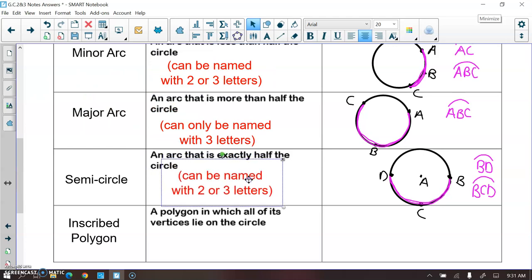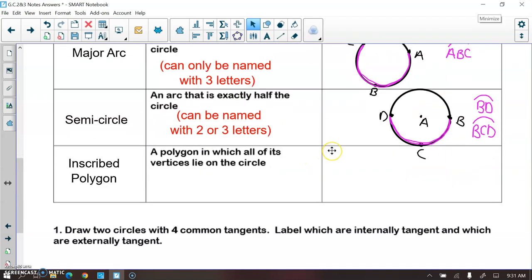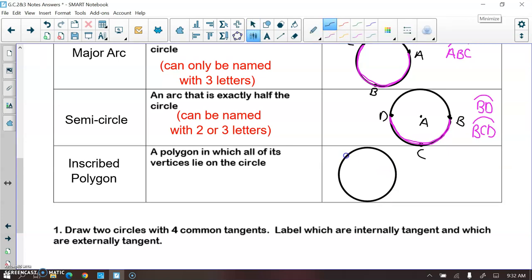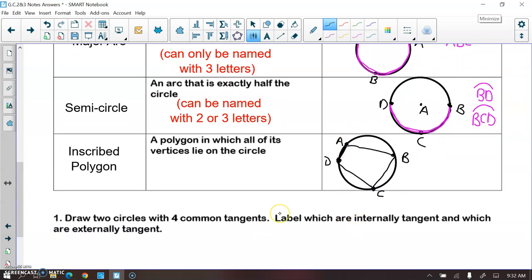And our last vocabulary word is an inscribed polygon. What that means is that it's a polygon in which all the vertices lie on the circle. So let's say that I have a circle here, and I'm going to do an inscribed quadrilateral. That would mean that all 4 vertices of your quadrilateral are on your circle. Just like this. So the quadrilateral is on the inside of your circle.